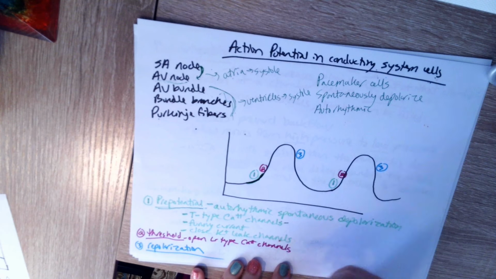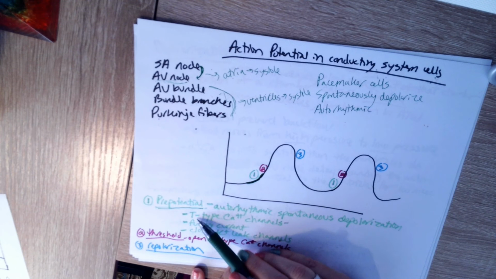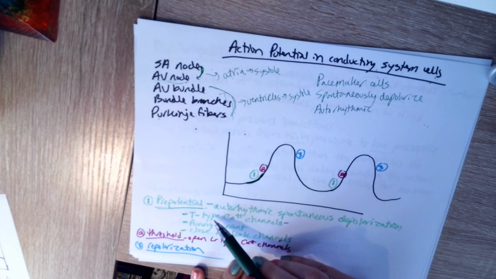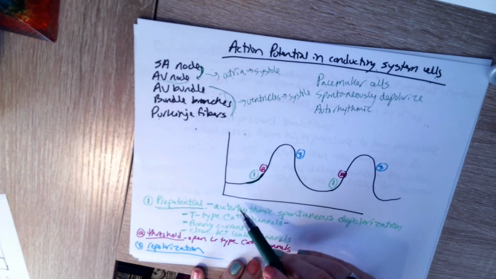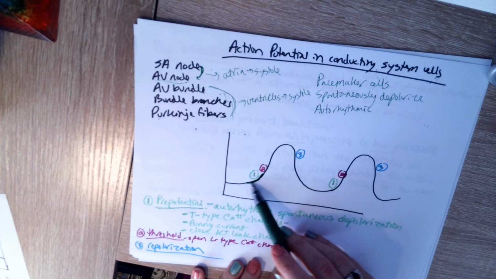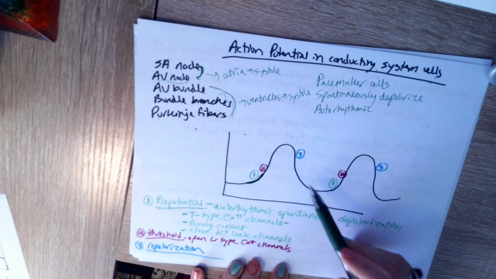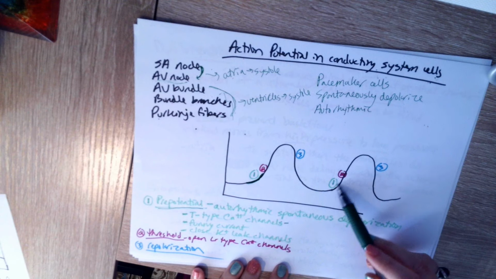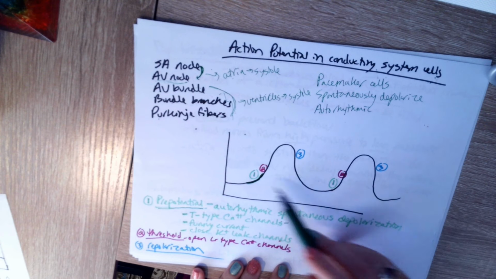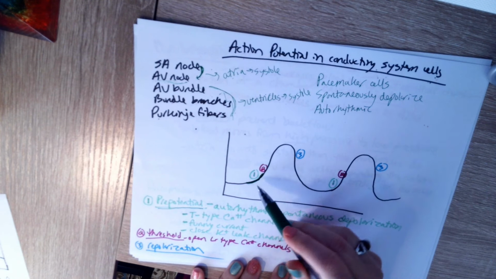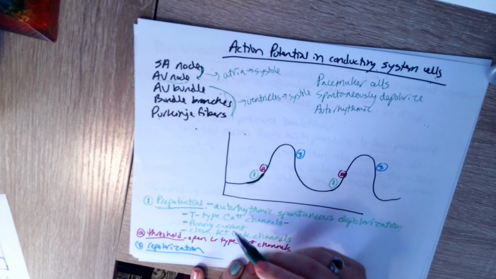One is the opening of T-type calcium channels. The T in this case stands for transient, and transient means it comes and it goes. So they open, they close. They open, they close. When they're open, we're here. When they close, we're more over here. And then they open. And that allows calcium to come into the cell and help to depolarize the cell.